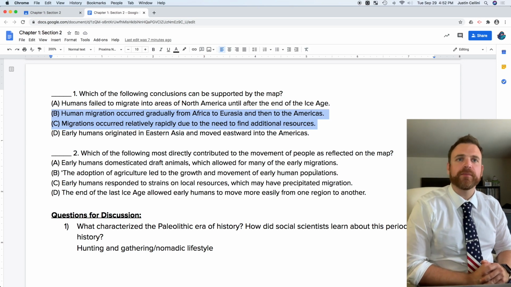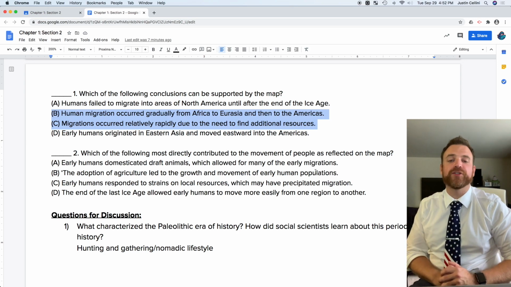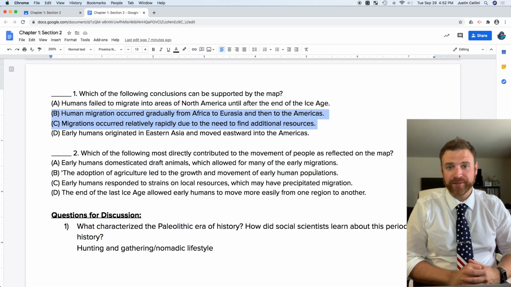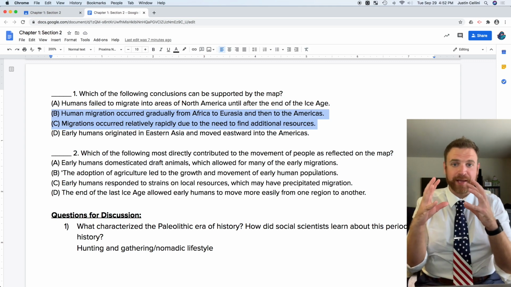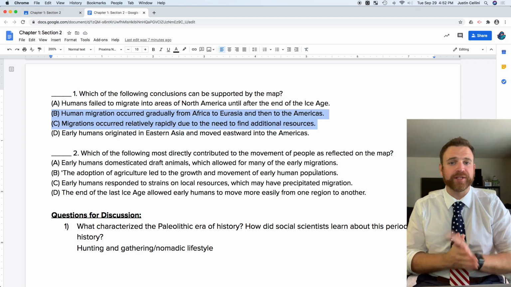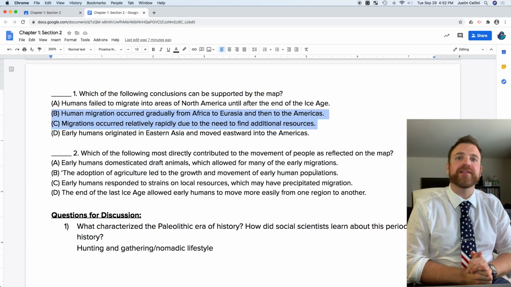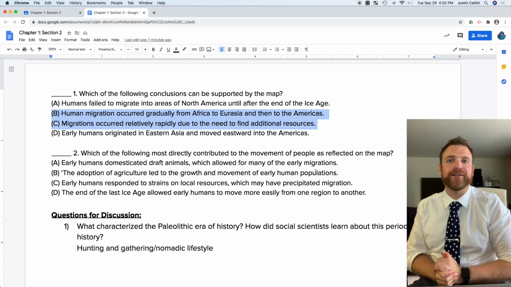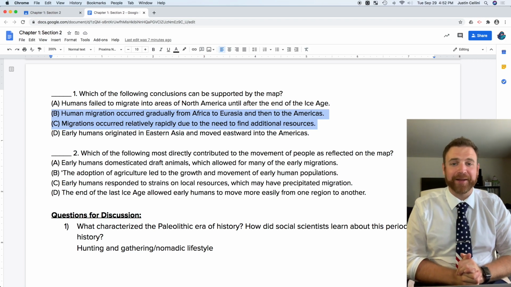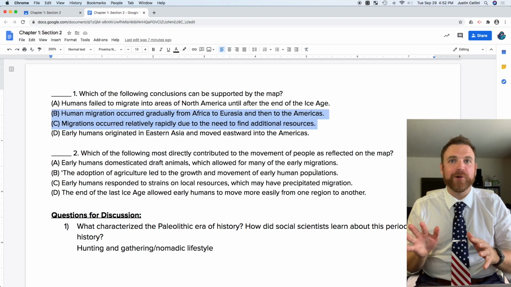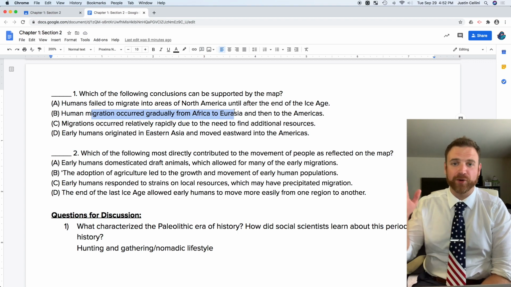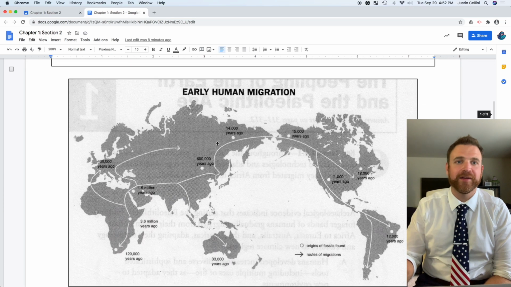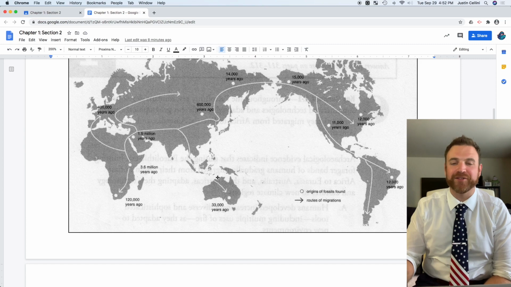So here we have, human migration occurred gradually from Africa to Eurasia and then to the Americas. You're going to see that word Eurasia a lot. It's just simply referring to Europe and Asia in one landmass. Or choice C says, migrations occurred relatively rapidly due to the need to find additional resources. Okay? If we had to pick one, we're going to say choice B here, because migration occurred gradually, right? Over the course of 2 million years, it took 2 million years for humans to go from East Africa to Saudi Arabia.